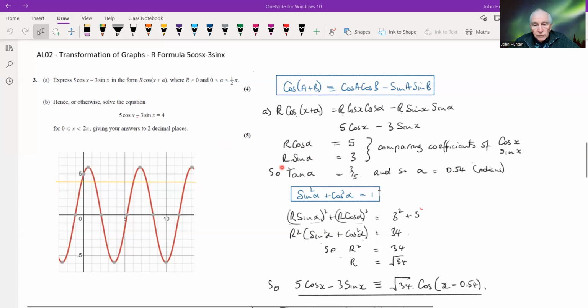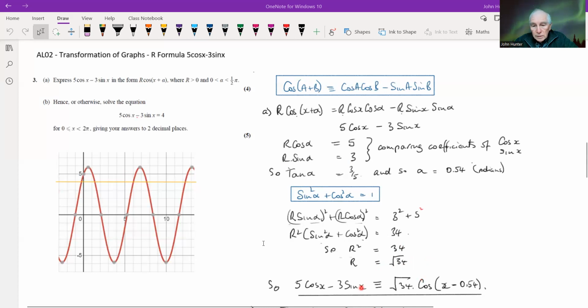Okay, that's good. So we've got that bit of our cos(x plus alpha). What about the r? Okay, for this one, we're going to use this identity. If we square this and square that, we're basically going to get r sine alpha all squared plus r cos alpha all squared is going to be equal to 3 squared plus 5 squared. Factorize out r squared, and then of course this term is equal to 1. It's 34, so r squared is 34, and r is square root of 34. So we've got the r and the alpha.